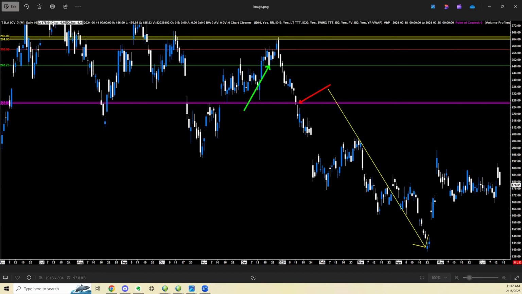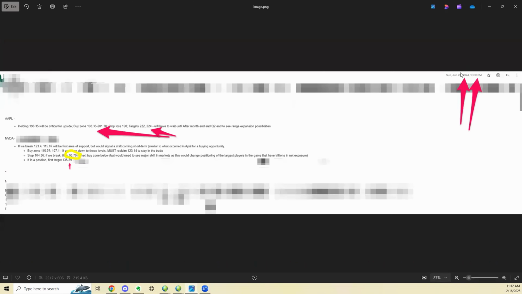We had laid out in June of 2024 that Apple 198.35 was key. If we held that, our targets would be 222 and 224. Then we'd look for range expansion after the close of second quarter, and we updated our models accordingly. But that was, again, about a week later.